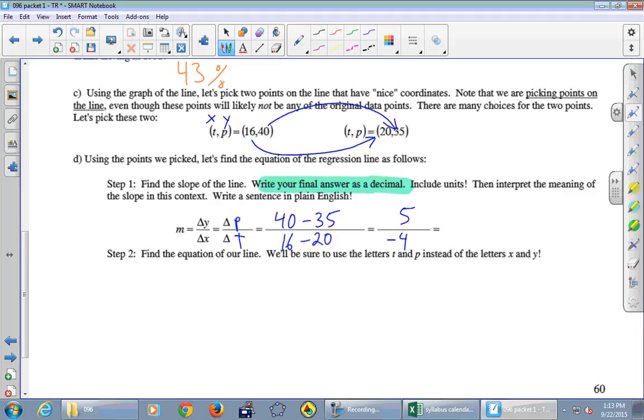So without a calculator, you guys know this one, right? Quarters involve 0.25s. So -1.25, that's good. The other thing it says is include units.